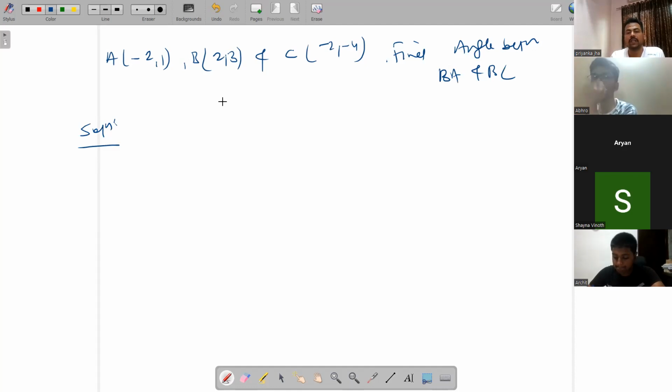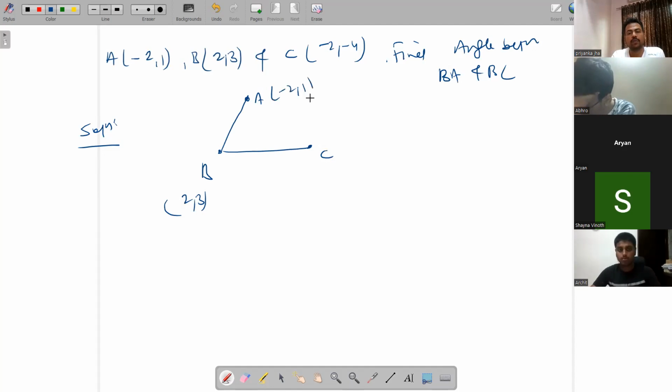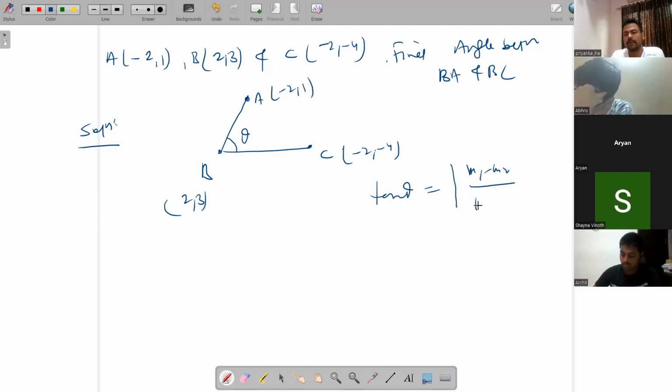See, this is B. So A is somewhere here, suppose. C is somewhere here, suppose. B is given, that is 2 comma 3. A is minus 2 comma 3. And C is minus 2 comma minus 4. So you want to find this angle. So this is like the angle between two lines. So we'll simply apply the formula. Tan theta, you can take plus minus, but if I apply simply m1 minus m2 upon 1 plus m1 into m2, from here we will get the acute angle. And if you subtract it from 180, you will get the obtuse angle as well.